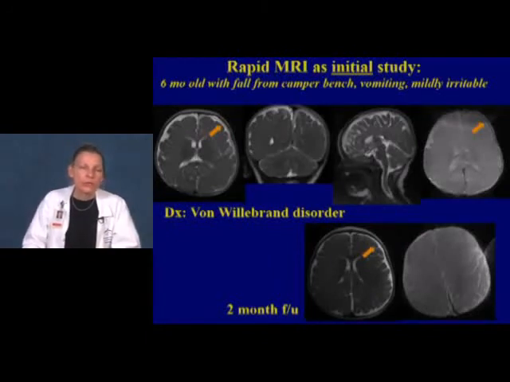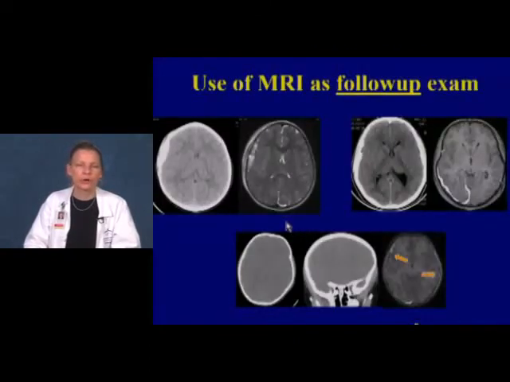Some centers, including ours, have used a rapid MRI as an initial study. Here's a 6-month-old with a fall from a camper bench, so it was about a 3.5 foot fall, head to ground. He had some vomiting on the day after injury and was persistently irritable. So this is his MRI, and what you can see here is that there's a thin subdural hemorrhage that the arrow points to. Here's the coronal view showing that same thin subdural. Here's the cervical spine, which looks fine. Here's the susceptibility weighting, which shows that thin hemorrhage as a black line. 2 months follow-up, the hemorrhage is gone and the susceptibility has also gone away. It turned out that this child, because of the presence of a subdural from a low-height fall, which is somewhat unusual, was worked up for bleeding disorder and did indeed have von Willebrand disorder.